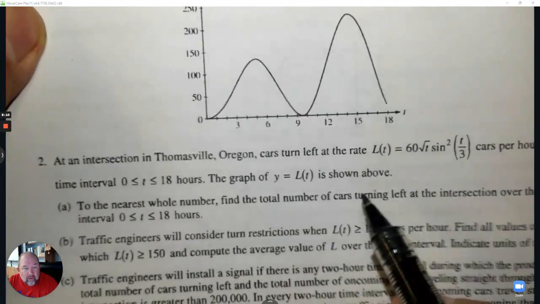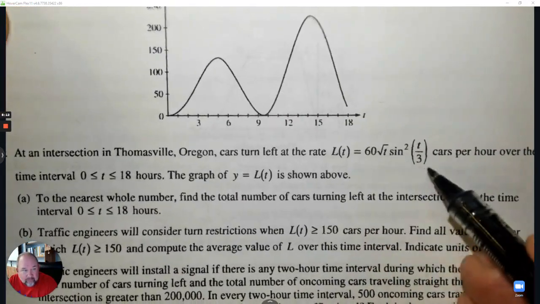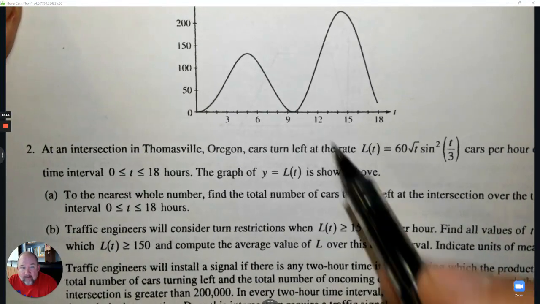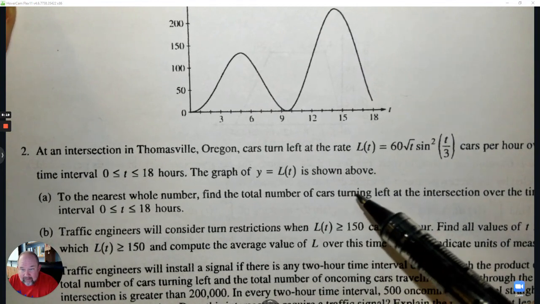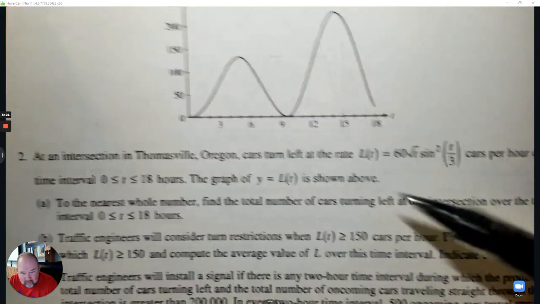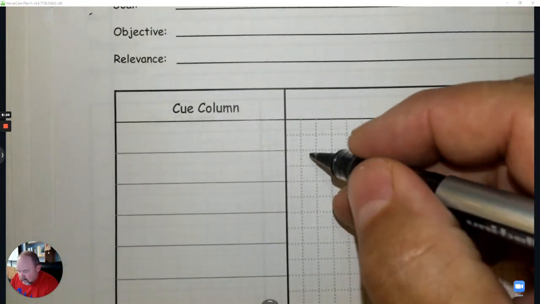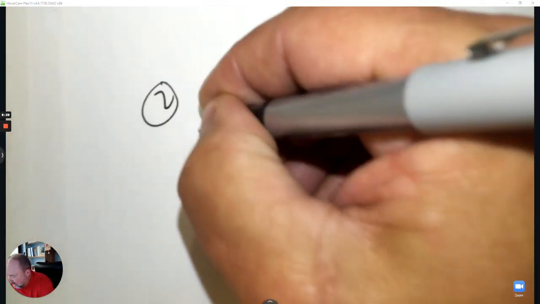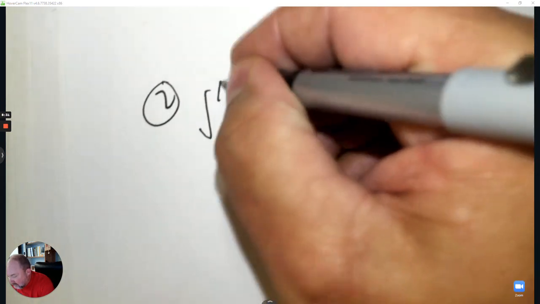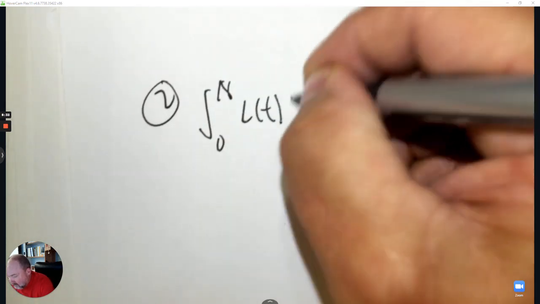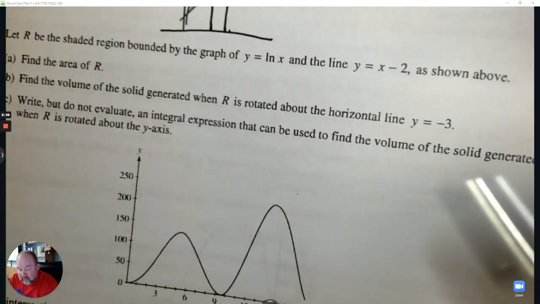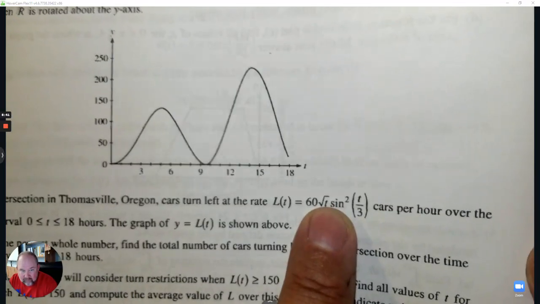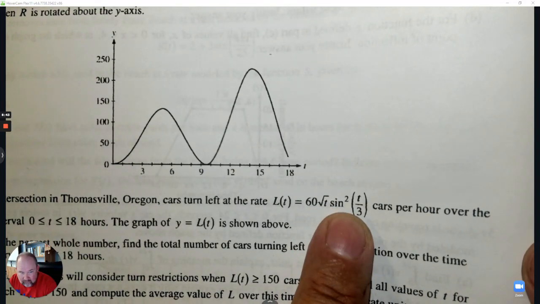At an intersection, cars turn left at this rate. The graph shows at that rate. To the nearest whole number, find the number of total cars turning left. So total number, how many, is an integration question. So I'm going to integrate from what it tells me, from 0 to 18, and I'm going to integrate that function. When you type in L of t, that means in your calculator, you actually have to type in 60 square root of t sine squared, and so on, t over 3.